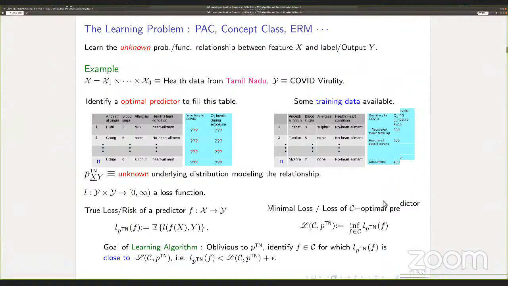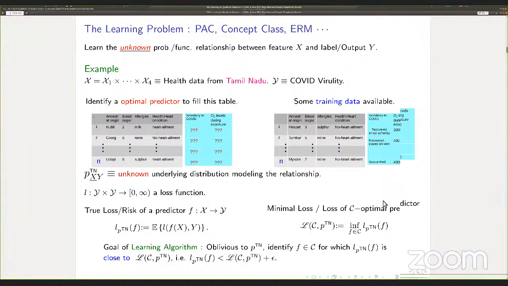So if you knew the distribution P, you would just go to your bag of predictors and choose the one that minimizes the true risk, and you'll be happy with that. But what's the goal of the learning algorithm? The goal of the learning algorithm, in some sense, is that you're oblivious to P, and your goal is to identify a predictor F from your bag of predictors whose empirical risk is very close to the least that you can possibly get. Okay? So that is the goal of the learning algorithm, at a broad level.